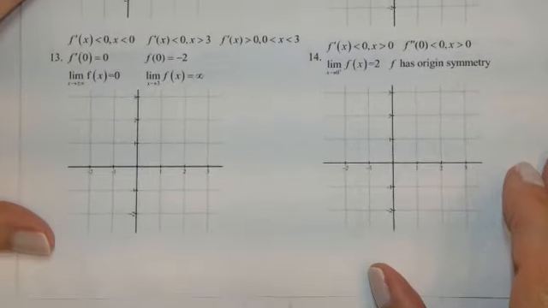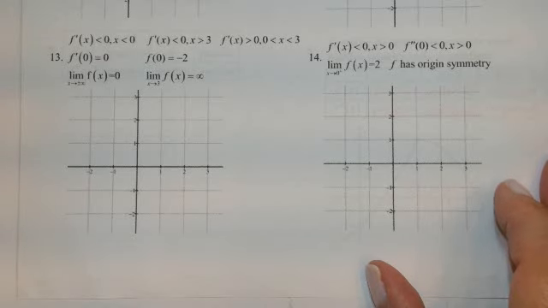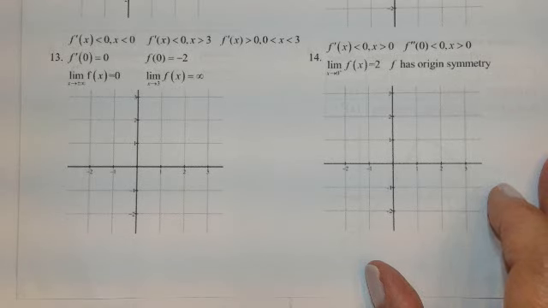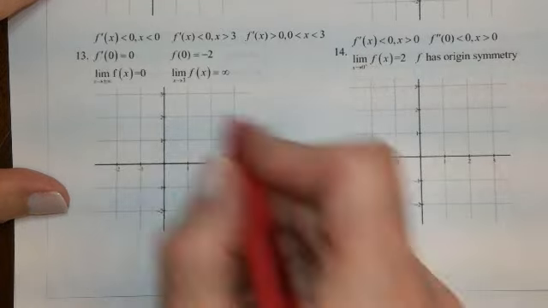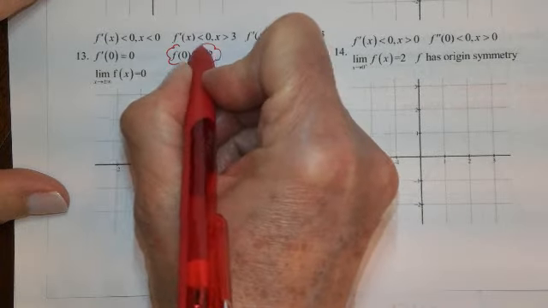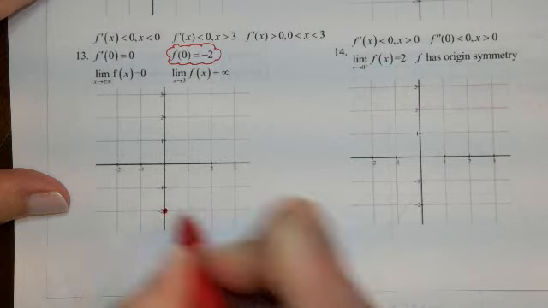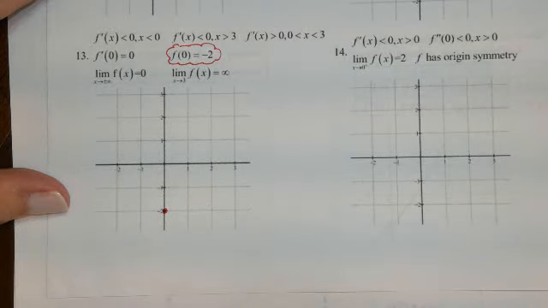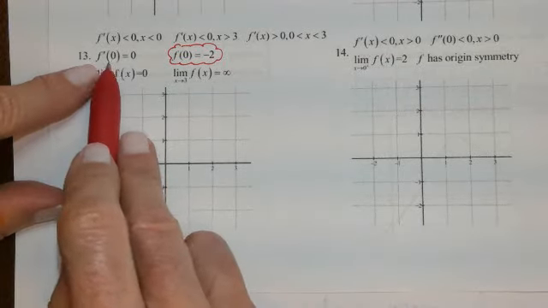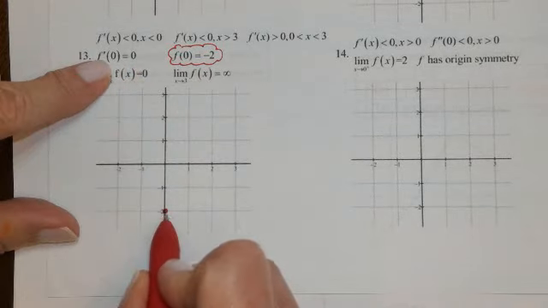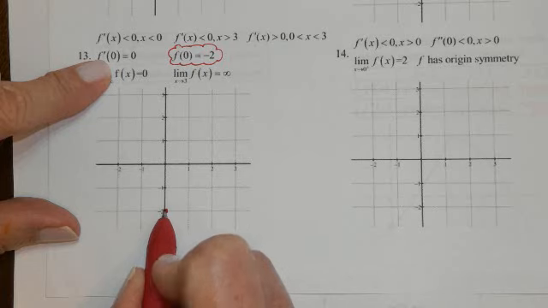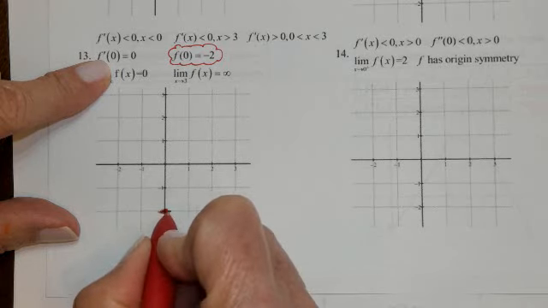On number 13, I would definitely try this on your own before you watch this, but definitely try it on your own first. Okay. Did they give us a point? They sure did. 0, negative 2. F prime at x equals 0 is 0. That means the slope right here at x equals 0 is 0. So again, we have this horizontal tangent line.